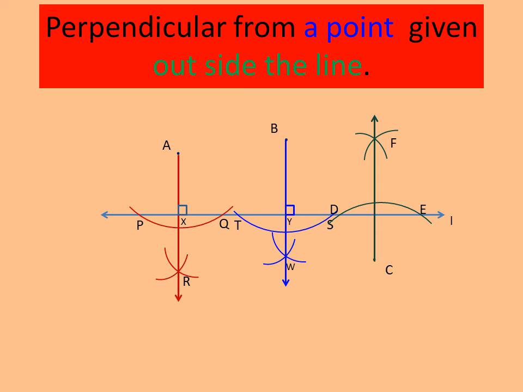Again I can say it is perpendicular to line L. The marking is done by the symbol and named as point Z. I hope now you understood how to draw a perpendicular from a point given outside the line.